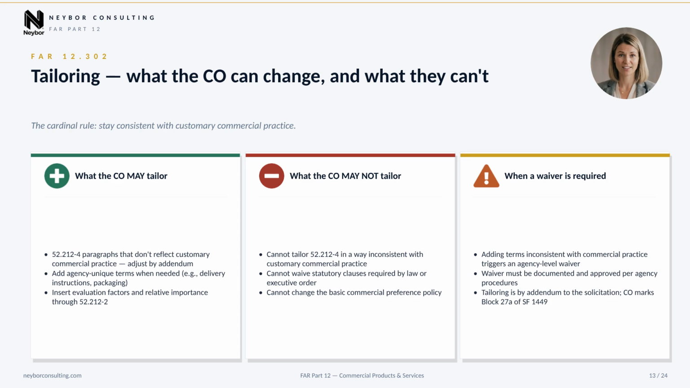In the middle, in red, what they may not do, they cannot tailor 52.212-4 in a way that is inconsistent with customary commercial practice. They cannot waive statutory clauses required by law or executive order, and they cannot rewrite the basic commercial preference. On the right, in gold, when a waiver is required. If a contracting officer wants to add terms inconsistent with commercial practice, that requires a documented agency-level waiver. All tailoring must be by addendum, with Block 27A of SF 1449 marked. Practical takeaway: if a solicitation has heavy non-commercial style language baked in, that is a red flag. Ask the CO whether a waiver was obtained, or whether the buy should really be under Part 12 at all.